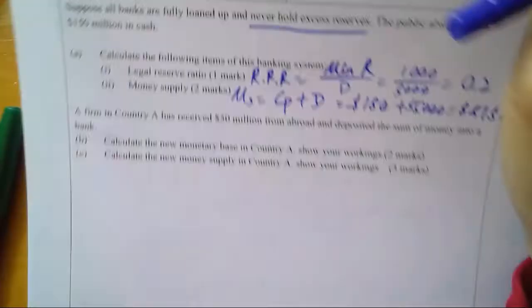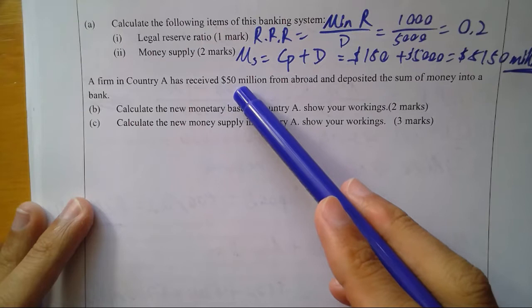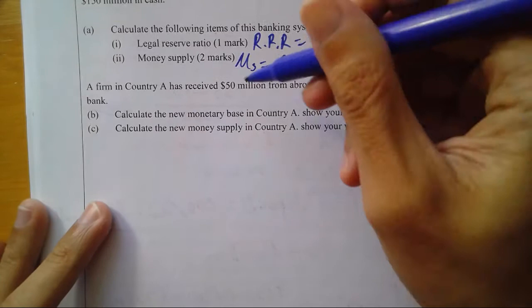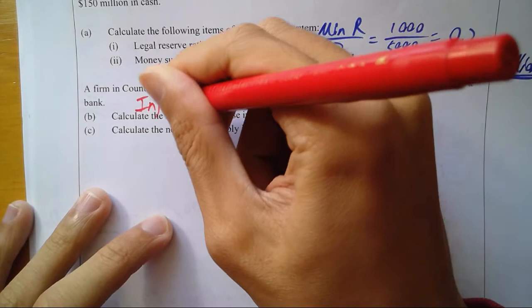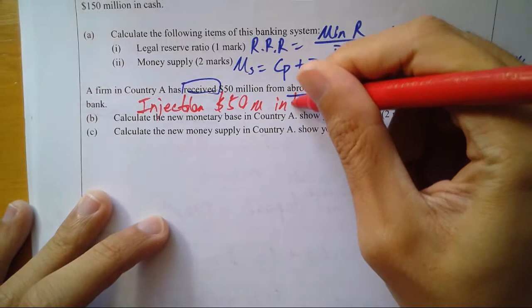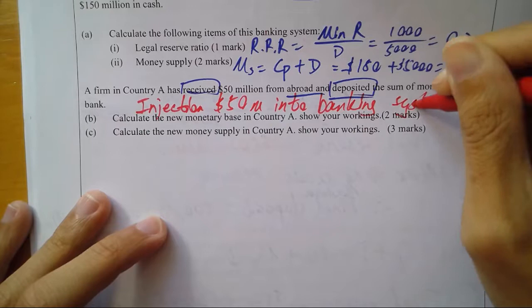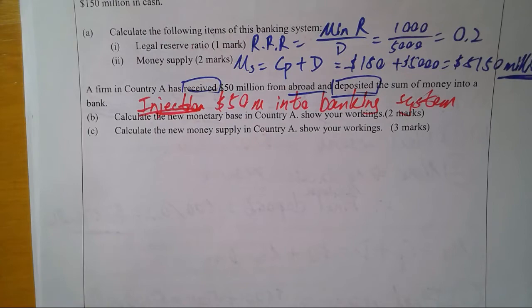Now, a firm in country A received this amount from abroad and deposited it into a bank. Received from abroad, deposited. What does that mean? It means that there is an injection of 50 million into the banking system. When you see the word injection, you know what to do, right? Now, first of all, let's do part B.